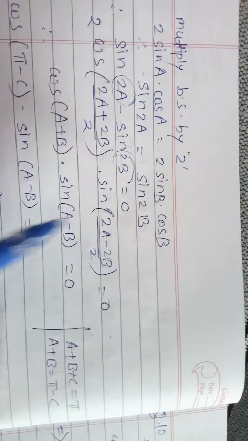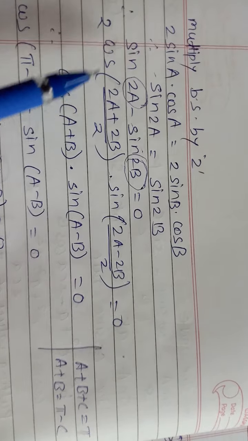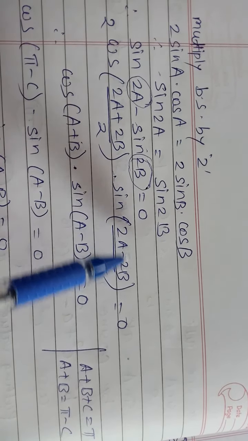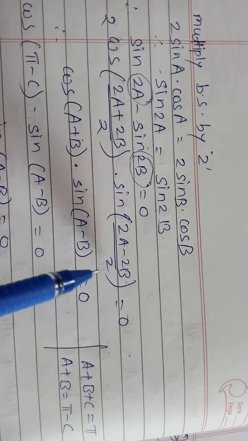And so we have to use the formula of sin c minus sin d, which is nothing but 2 cos c plus d upon 2 into sin c minus d upon 2. So what is c here? That is 2a plus 2b upon 2, and c minus d, that is 2a minus 2b upon 2, is equals to 0. Now here 2a plus 2b, so here 2 is common and this 2 and 2 will get cancelled.